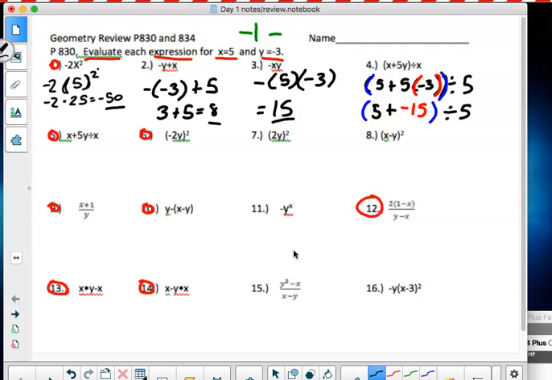Now, I'm going to kind of lap over my problem 8 just to make sure things are clear. And I've got -15 and 5. I add those, and it's going to come out as -10 divided by 5, which will give me a -2 for my final answer for this problem.